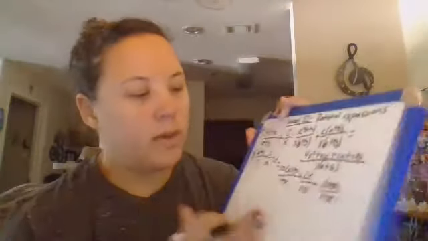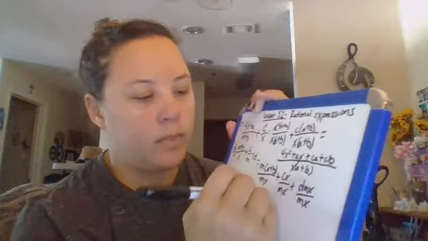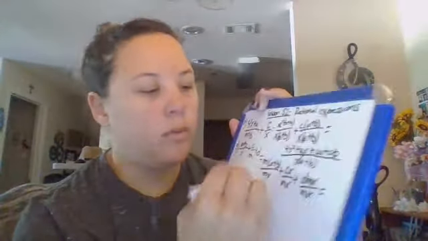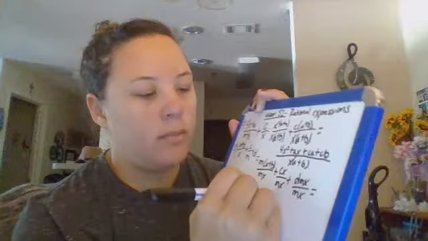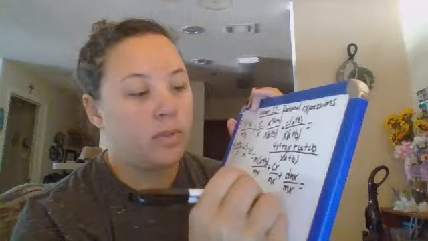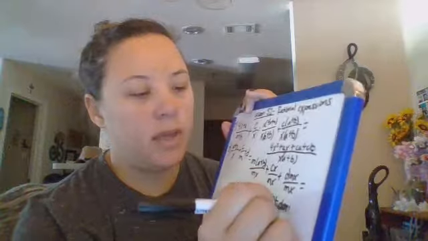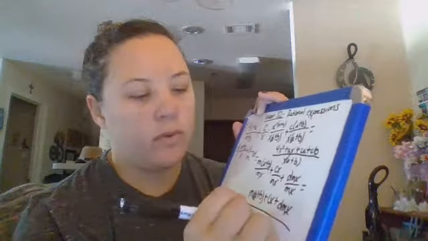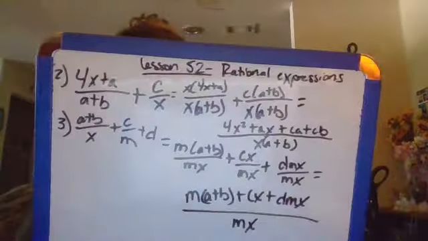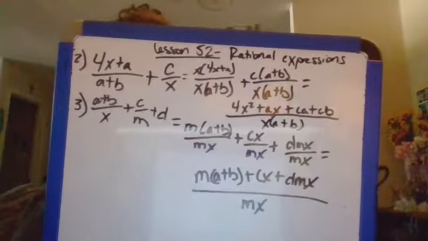And then we combine them to solve. So that would equal ma plus b plus cx plus dmx all over mx. So final answer.